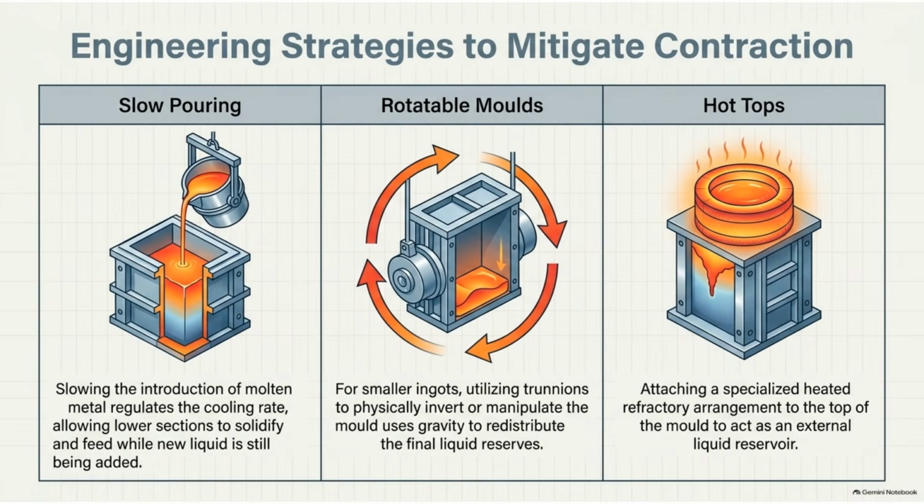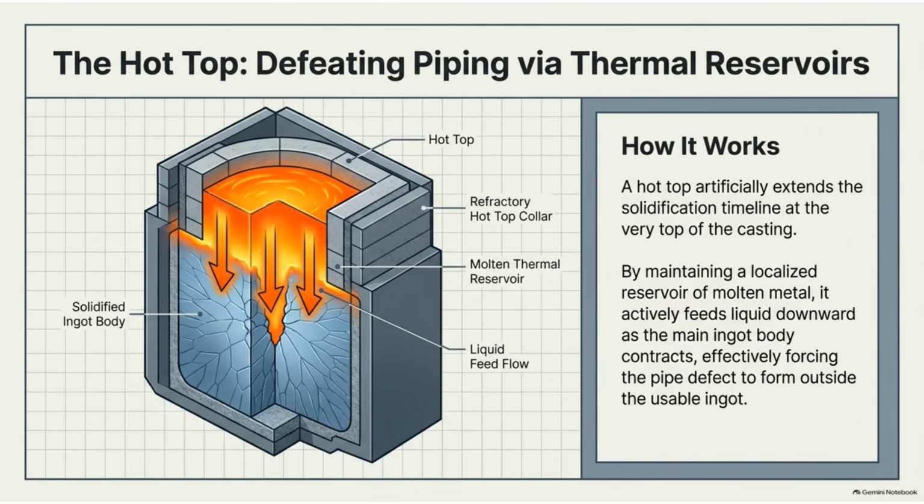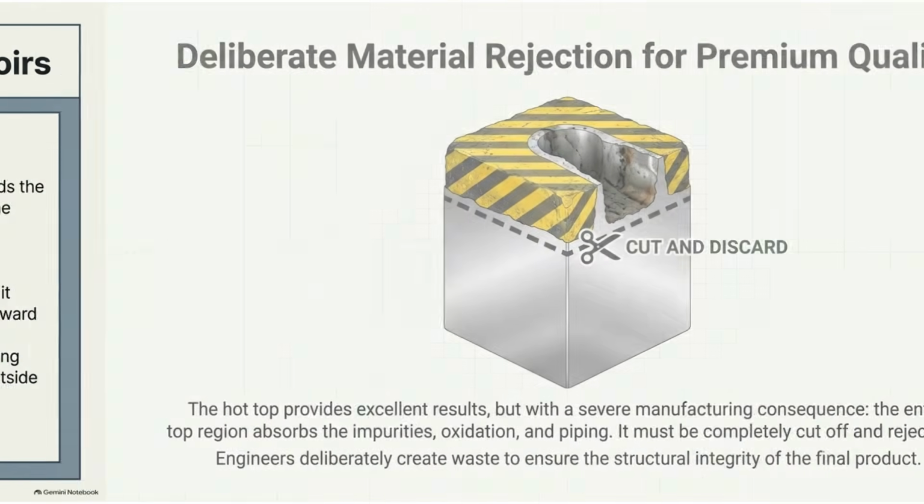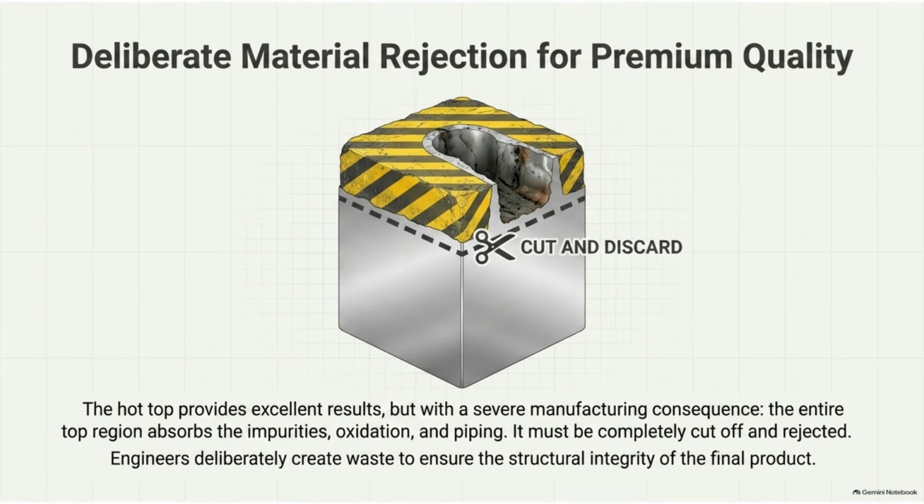Engineers utilize several strategies to mitigate contraction, including slow pouring to regulate cooling, rotatable molds to use gravity, or specialized hot tops to provide additional liquid metal reserves. The hot top defeats piping by acting as a thermal reservoir. By maintaining localized molten metal, it actively feeds the contracting ingot, effectively forcing the pipe defect to form outside the usable ingot body.